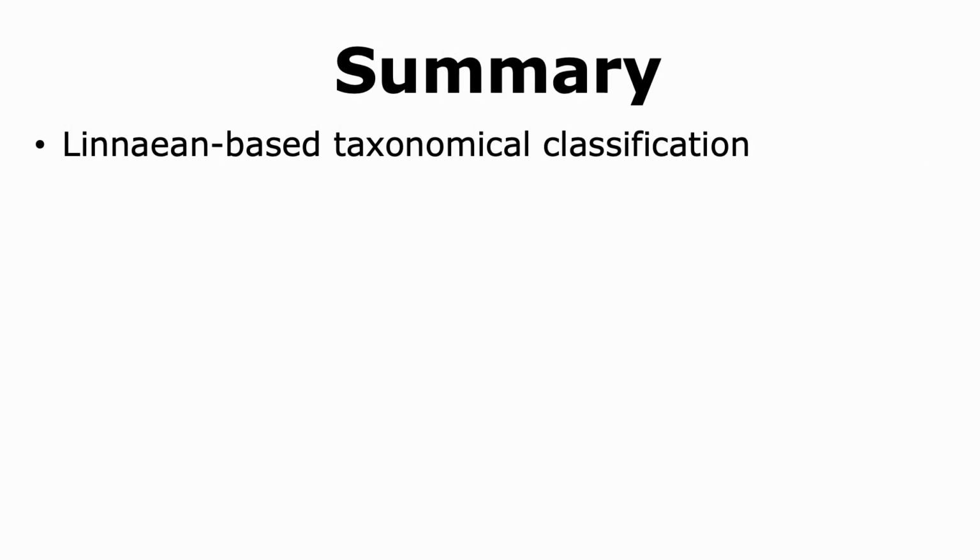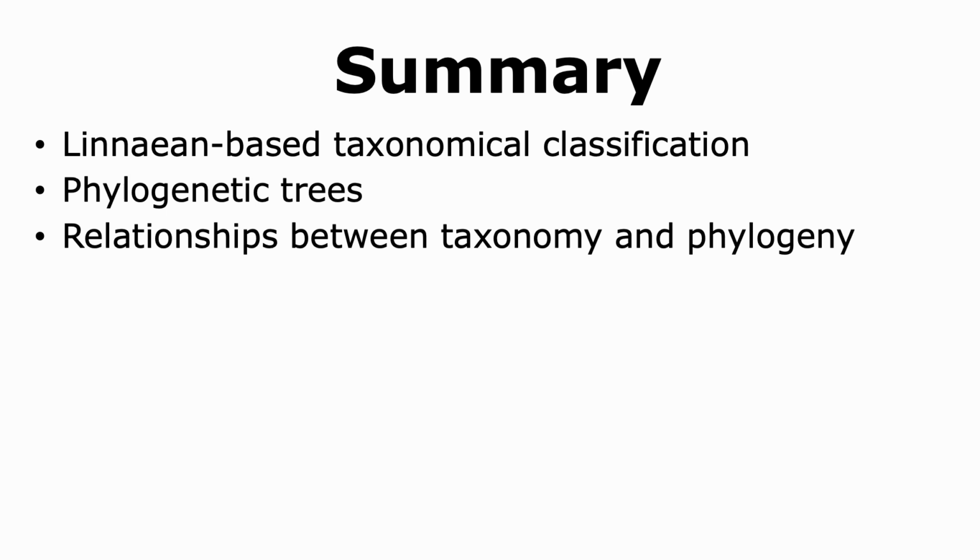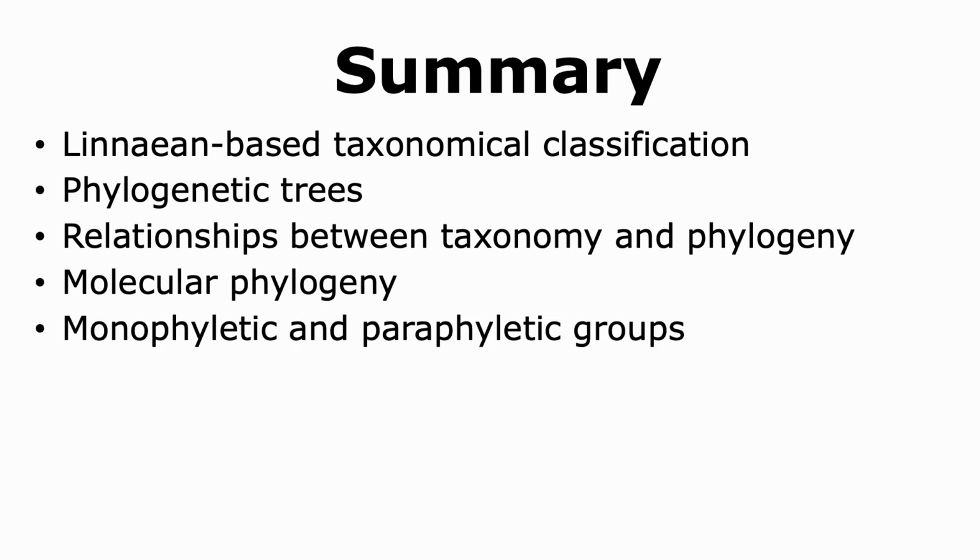With this, we come to the end of our talk, where we learned about the Linnaean-based taxonomical classification and phylogenetic trees. We learned about the relationships between taxonomy and phylogeny, and learned about how molecular phylogeny is now more commonly used to determine evolutionary relationships. We also learned about monophyletic and paraphyletic groups and how monophyletic groups are called clades. We then learned about cladograms.